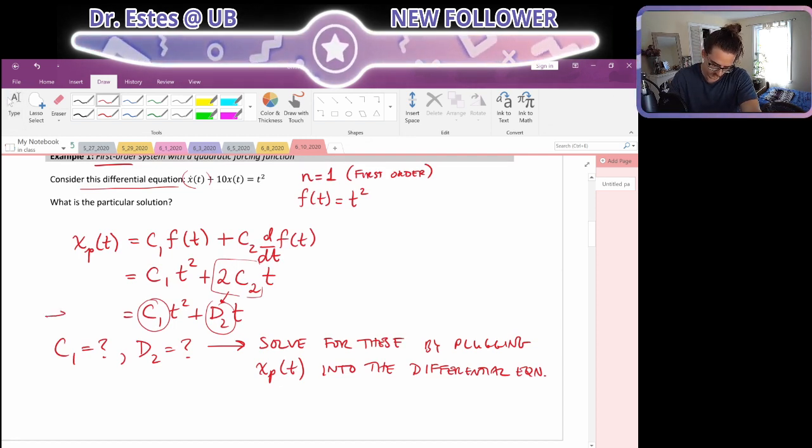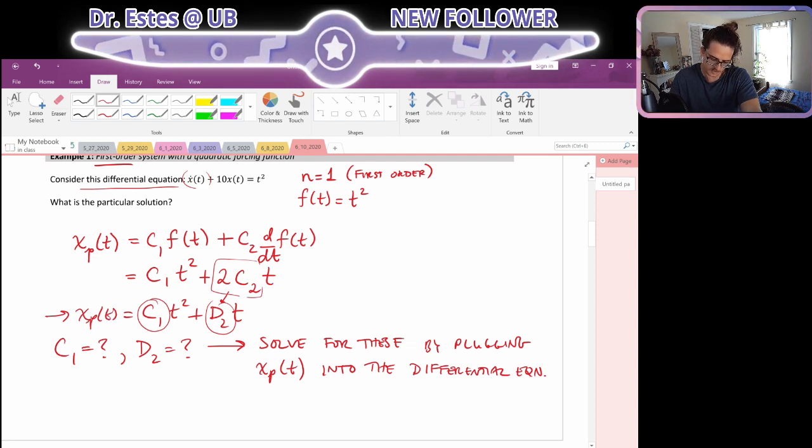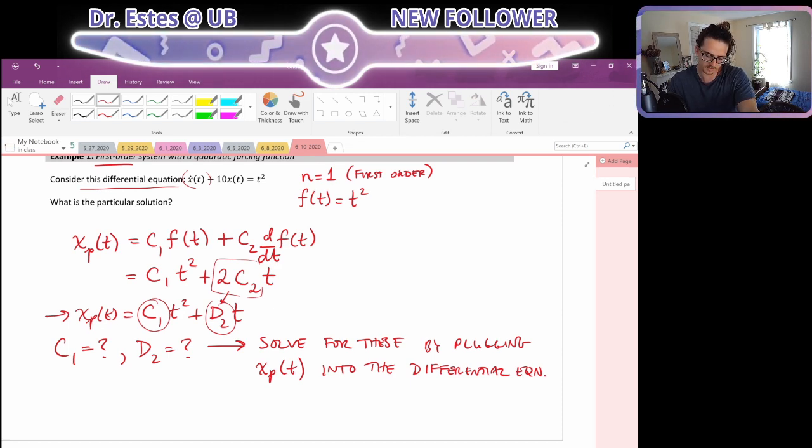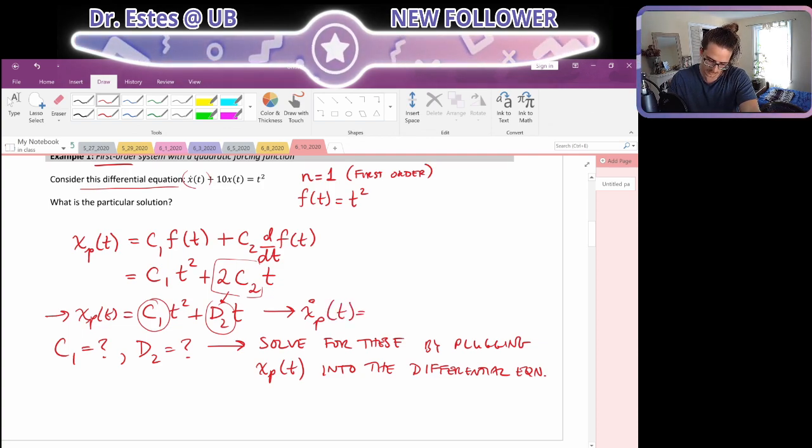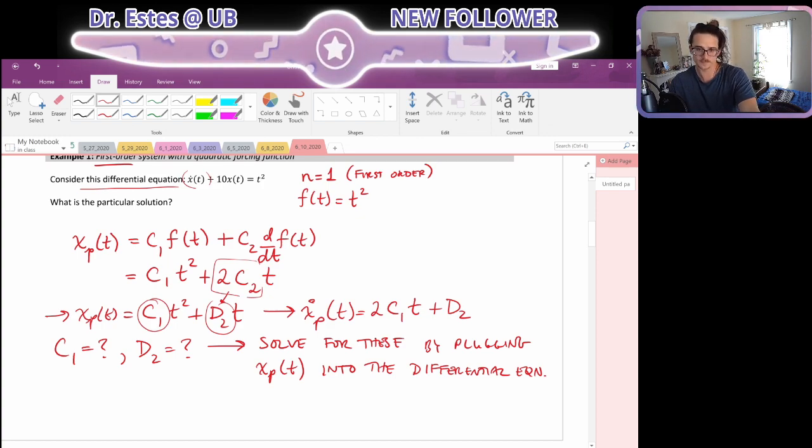So our particular solution is C1 times t squared plus D2 times t. And when we plug this into the differential equation for x, we're also going to need the first derivative. So why don't we get the first derivative of this? It would be 2 C1 times t plus D2.